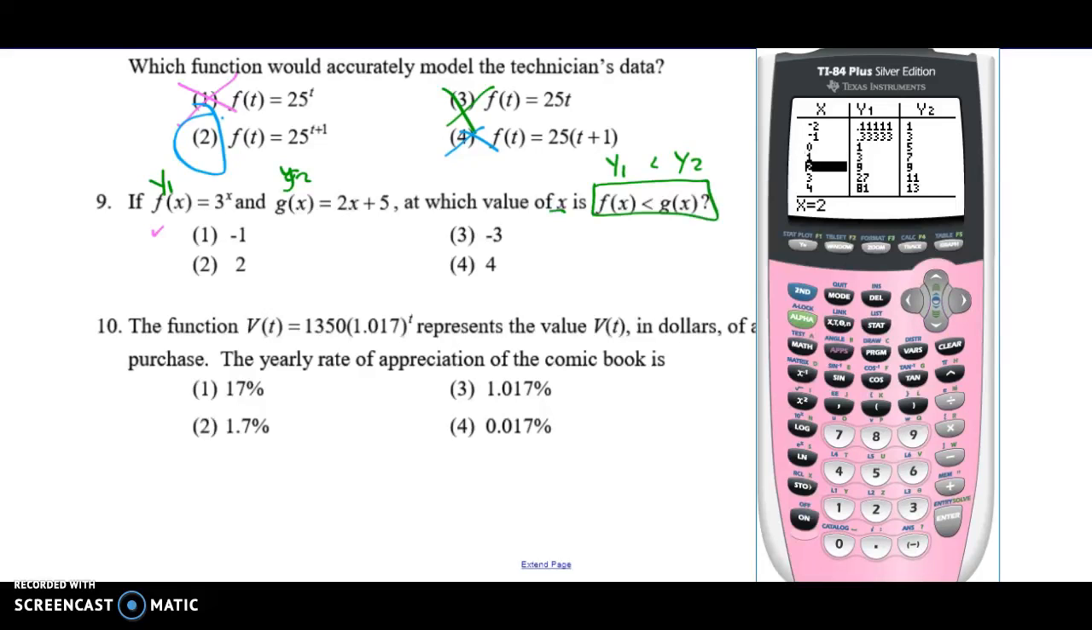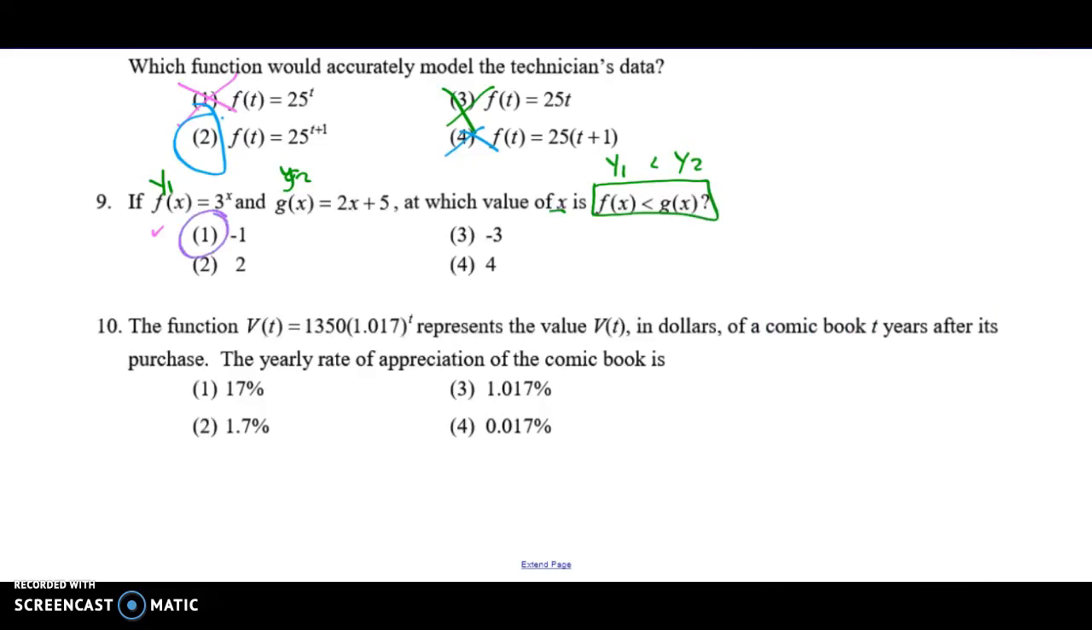The answer choice 2 says 2. 9 is equal to 9, not greater than 9. And then -3.03 is actually greater than the -1, so that's not right. And then when x is 4, 81 is greater than 13, that is also not correct. So choice 1.